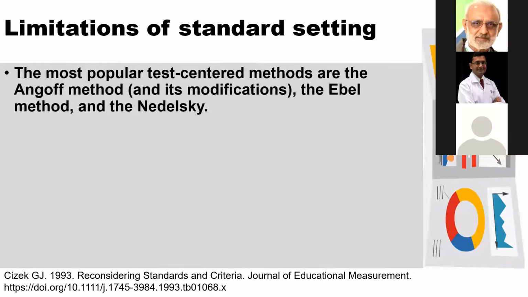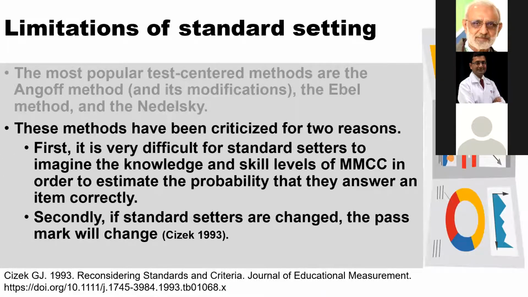The most popular test center methods are the Angoff method or its modifications, the Abel method, and the Nedelsky's method. These methods have been criticized for two reasons. First, it is very difficult for standard setters to imagine the knowledge and skill levels of minimally competent candidates in order to estimate the probability that they answer an item correctly. Secondly, if standard setters are changed, the pass marks will change.